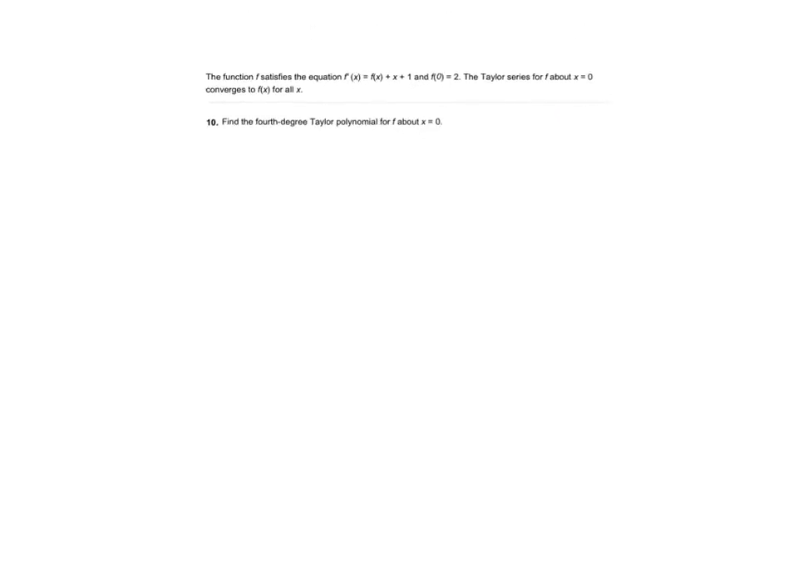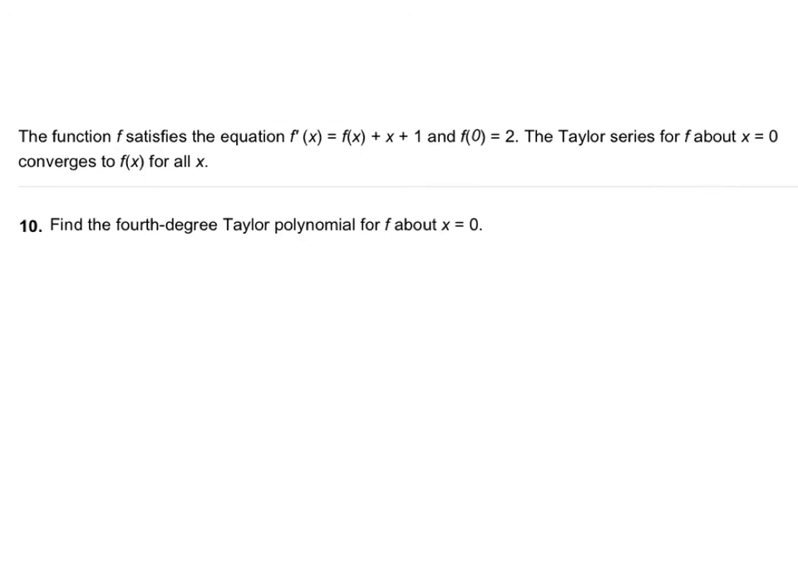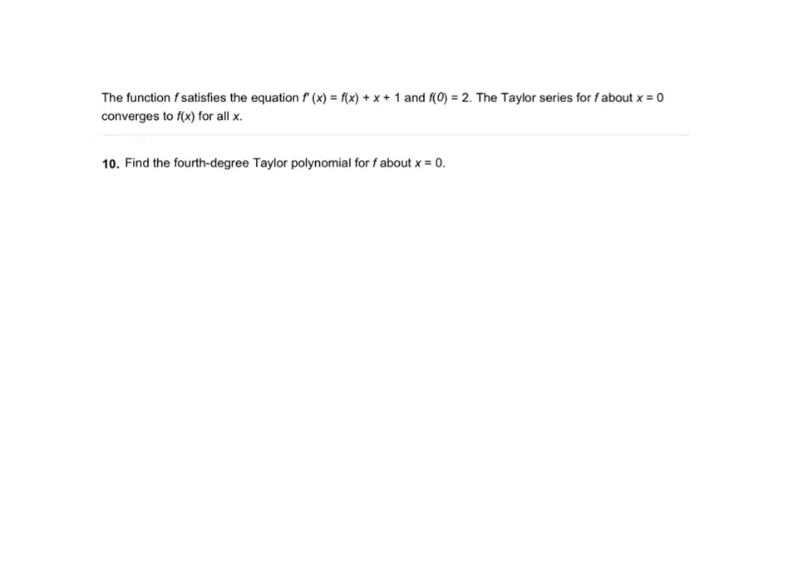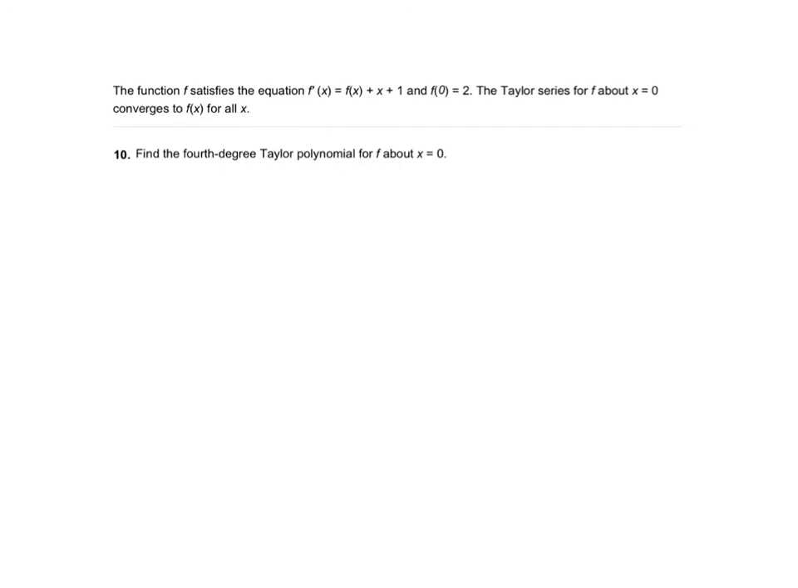Okay, this next one, function f satisfies that differential equation, and f of 0 equals 2. The Taylor series for f about x equals 0 converges to f of x for all x. So it's really like a Maclaurin series. Find the 4th degree Taylor polynomial for f about x equals 0. Remember, a 4th degree Taylor polynomial will look like this.